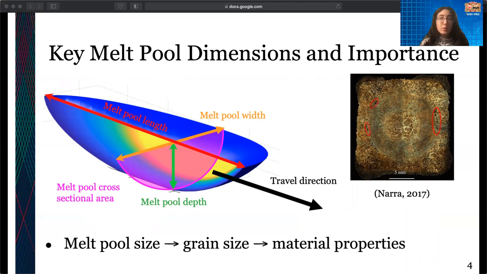In terms of melt pool size, the two key dimensions to take note of are melt pool cross-sectional area in pink here and melt pool width in orange. These two measures of melt pool size are closely correlated with each other, and in addition have been correlated in the literature to grain size, which is of course closely related to material properties. In the top right corner here, you can see an image from Narra 2017, where a part was printed with 3 different process parameters in different parts of the build, and you can see that visible donut shape is where different process parameters were used, resulting in a visibly different grain size.